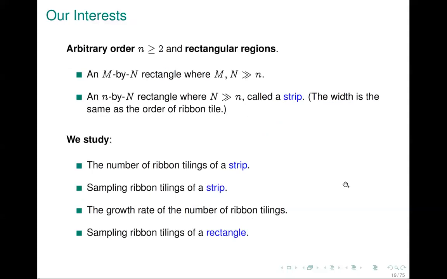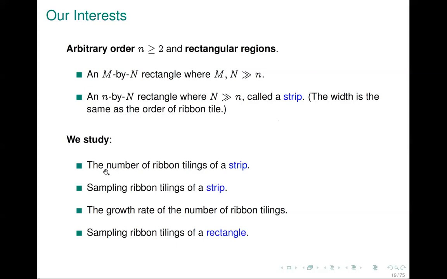So my interest, or our interest, is we want to generalize the order not only for domino but for arbitrary order, and consider rectangular regions. The rectangular regions we consider are, say, an m by n rectangle, where m and n are much larger than the order n. And the other one is a special shape of rectangle whose width is the same as the order of the ribbon tile. We call it a strip.